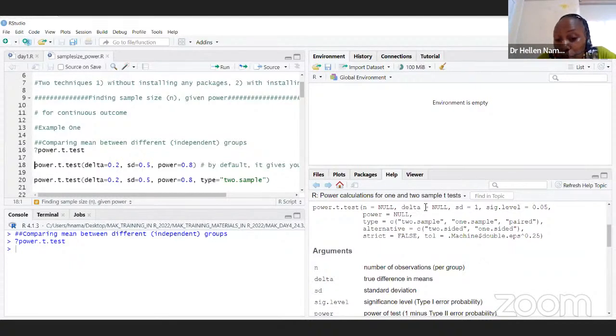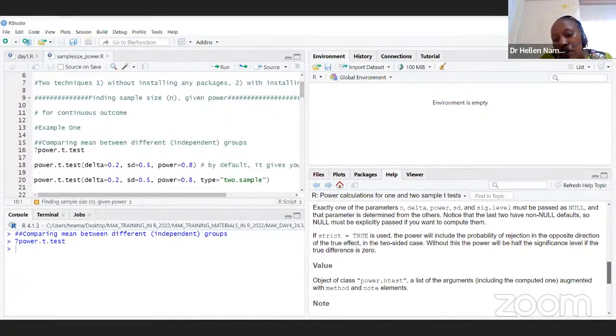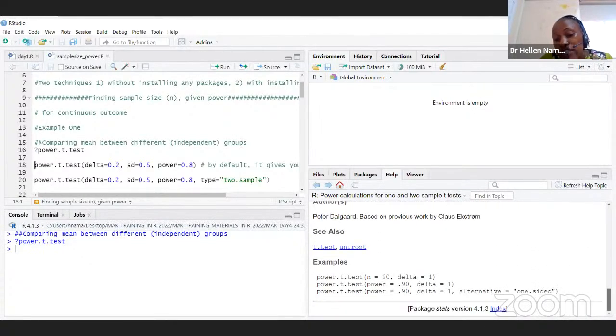Then in case you don't have the power, you can put it, you can indicate the type. Is it a 2 sample, is it a 1 sample, or is it paired? Then it gives you the alternative hypothesis, whether it is 2-sided or 1-sided, and so on. So you can read more details about a certain command. And it's quite interesting that R also gives you an example in the end of how you approach a certain command and then you apply it to your work.